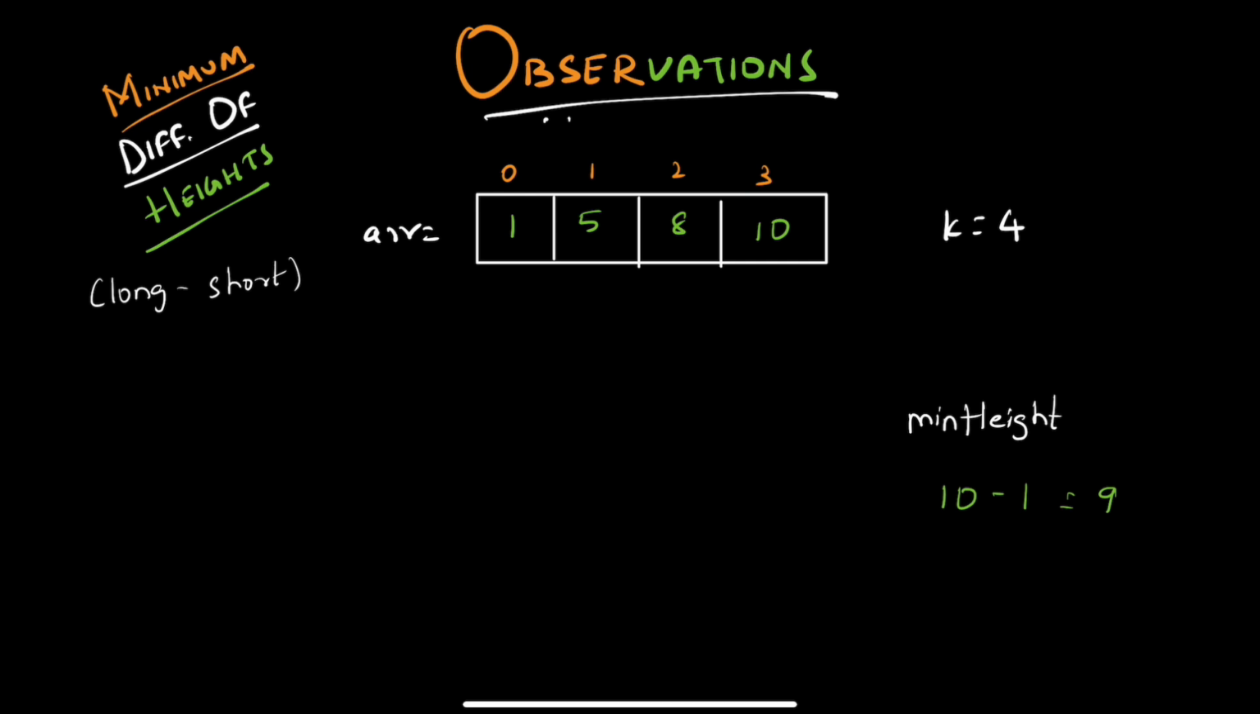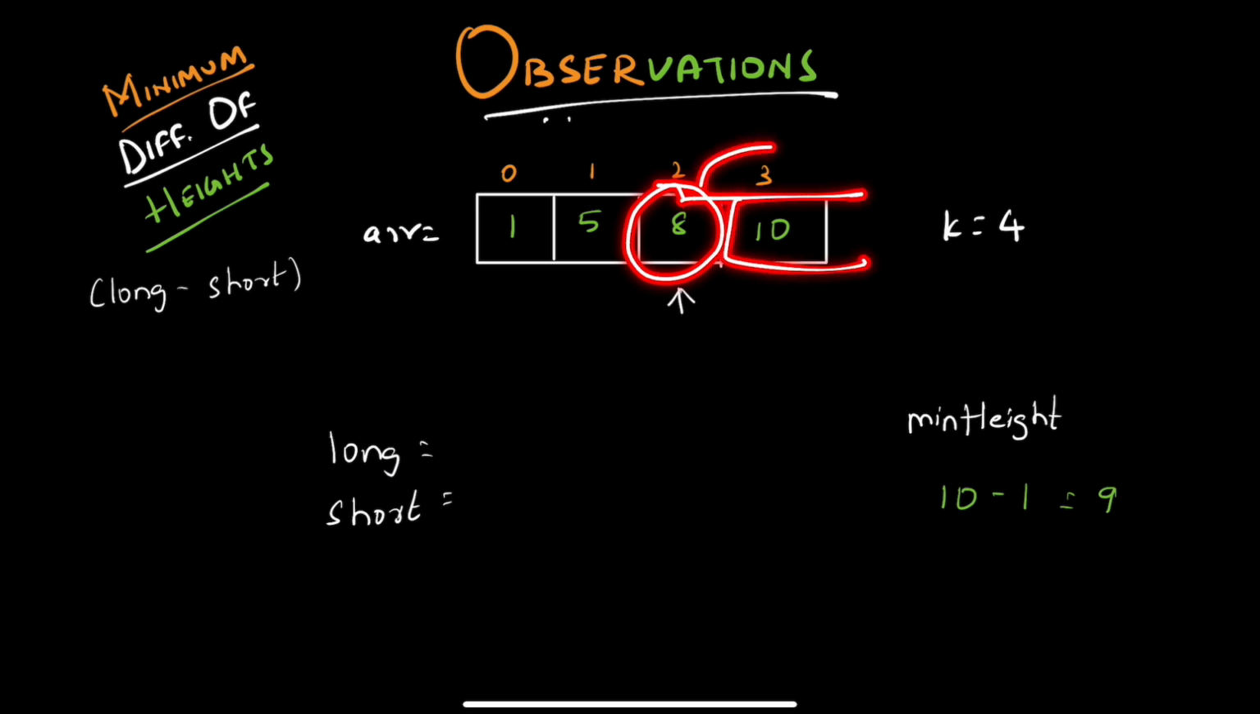Now, what processing should we be doing to make this height as small as possible? Suppose we are at index 2 and we need to find the longest height and the shortest height, so that we can take the difference of this and minimize our height. When we are at this element, what should be the modification of the previous elements? We should be incrementing them, so that we can minimize the height. And similarly, when we are at this point, what should be the treatment of array elements after this point? We should decrement them.